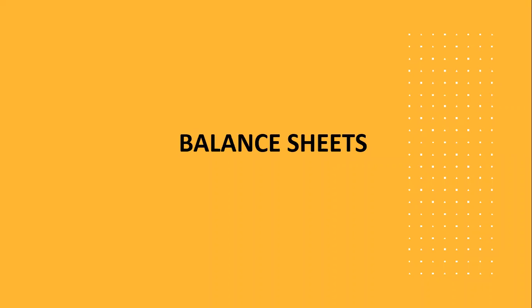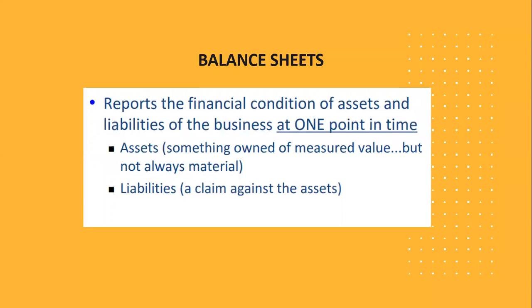Next, I will be talking to you about another very key financial statement that you do need to know very well, which is the balance sheet statement. And again, I'm going to start off talking about balance sheets by just talking to you a little bit about what the definition is. So balance sheets are reports that show the financial condition of assets and liabilities of the business at one point in time. Basically, balance sheets are many times known almost like a snapshot, almost like you take a picture of what's happening in a company at one particular point in time.